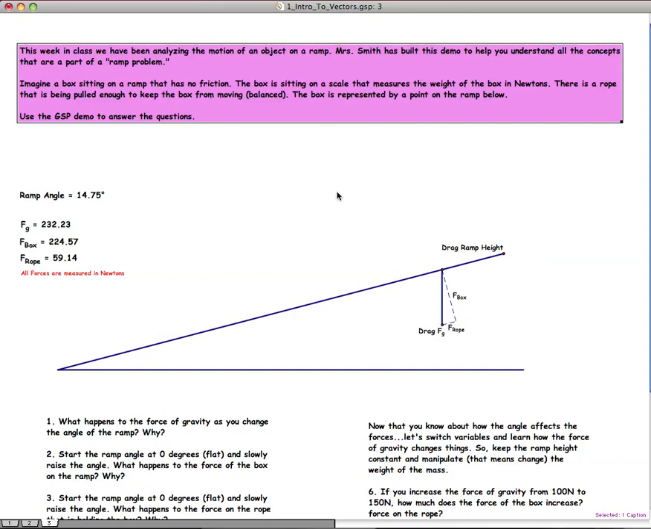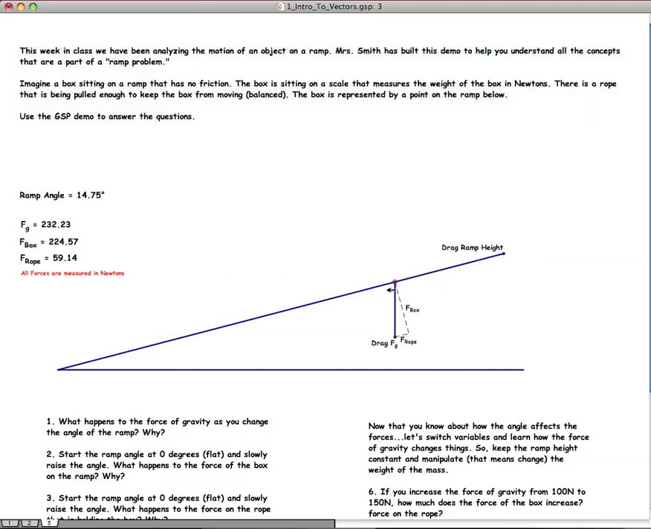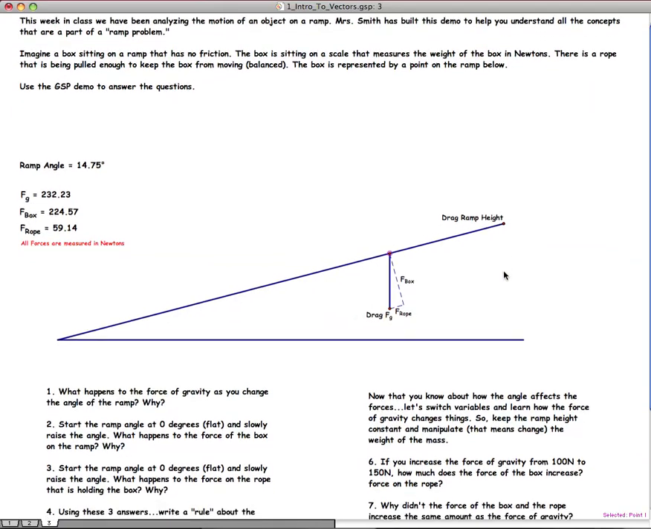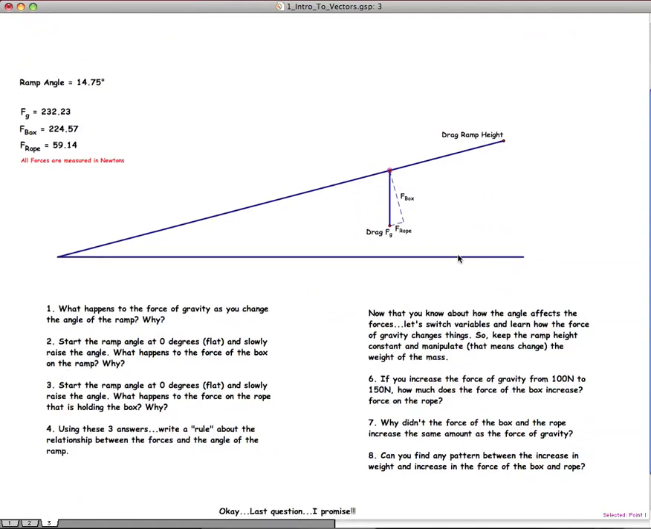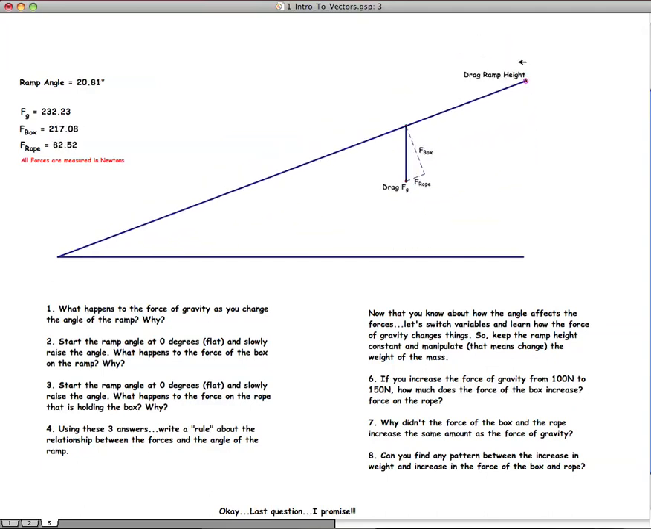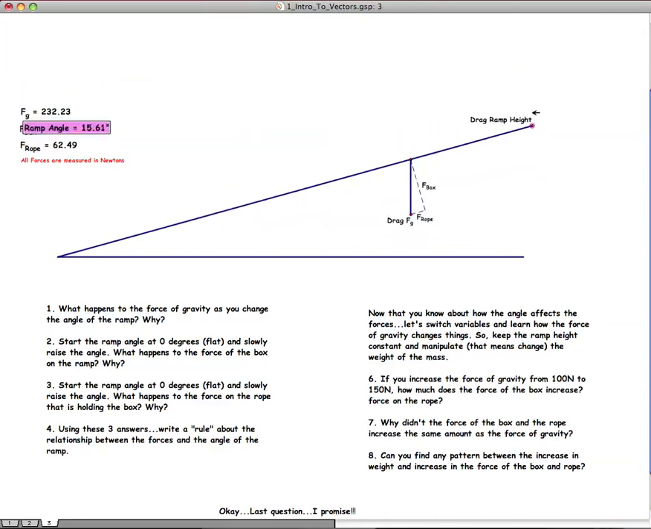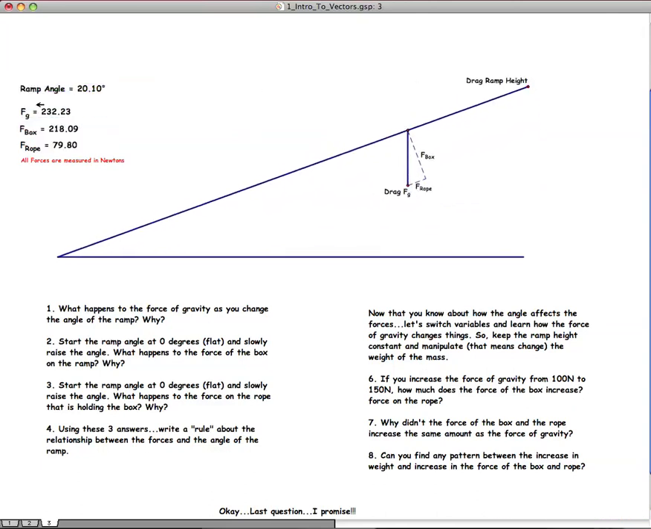There is a rope that is being pulled enough to keep the box from moving, which is balanced. The box is represented by a point, and I've got this point and I'm moving it right here, on the ramp below. So what kids can do is they can actually manipulate different variables of this ramp problem. They can raise the angle of the ramp, and if you look over here, the ramp angle is measured there. So we can measure the angle of the ramp.